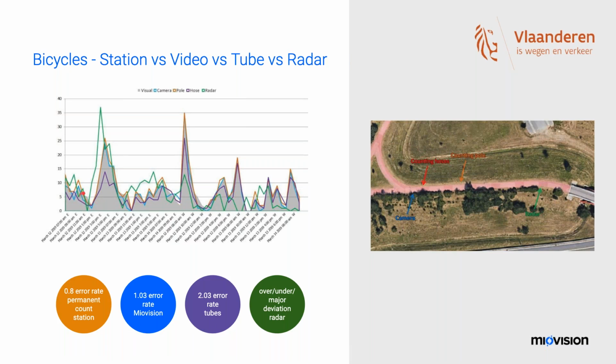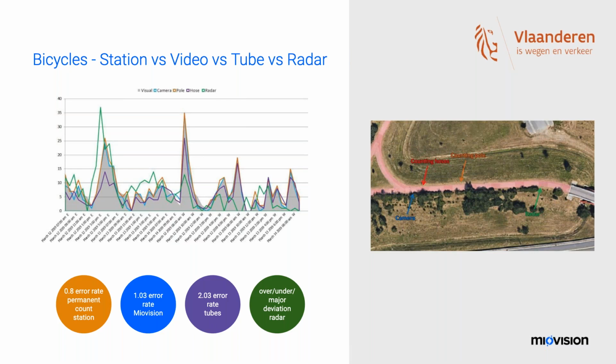So following the graph of the gray shaded area, you start realizing that most often, particularly the radar was either spiking above the actual count or very much below it, right here. When we look at road tubes, they tended to undercount bicycle data as well, and rendered a 2.03 error rate.